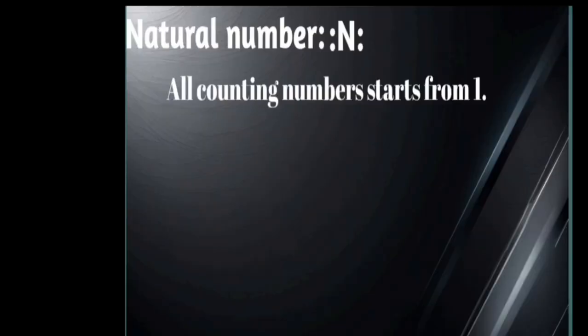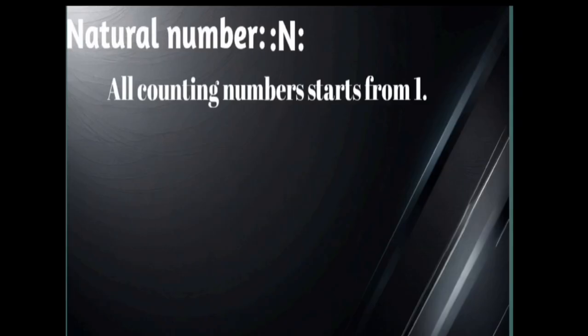Let us see the next one. Natural numbers. Natural numbers are all counting numbers starting from 1. Any numbers without negative numbers, all the positive numbers except 0, that we call natural numbers. For example 1, 2, 3, 4, like that. These numbers are called natural numbers.